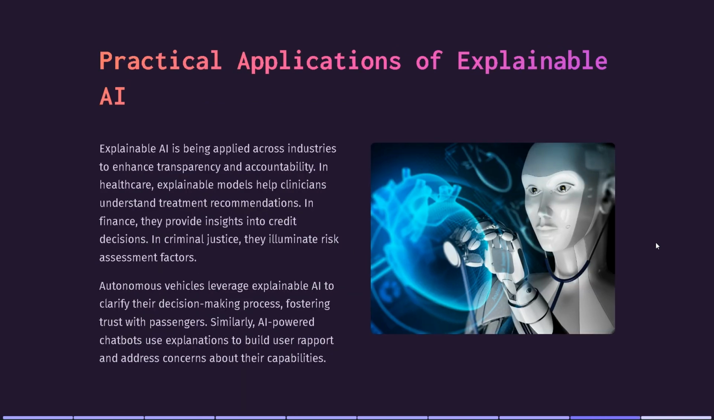Practical applications of explainable AI are in the hundreds and thousands, especially in domains where the stakes are really big, including the healthcare sector. Explainable AI is being applied across industries to enhance transparency and accountability. In healthcare, explainable models help clinicians understand treatment recommendations. In finance, they provide insight into credit decisions. In criminal justice, they illuminate risk assessment factors. Autonomous vehicles leverage explainable AI to clarify their decision-making process, fostering trust with passengers. Similarly, AI-powered chatbots use explanations to build rapport with users and address concerns about their capabilities.